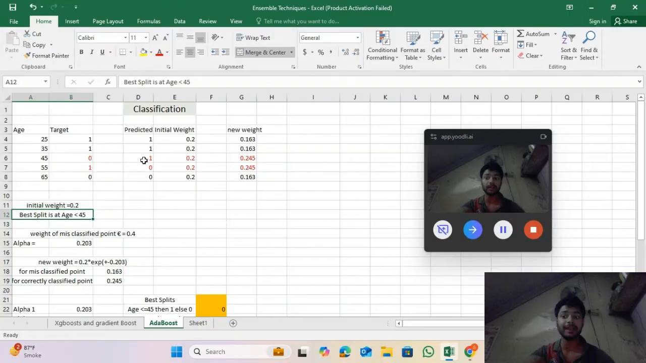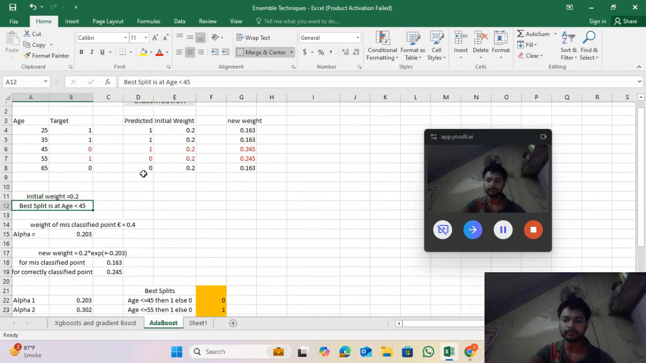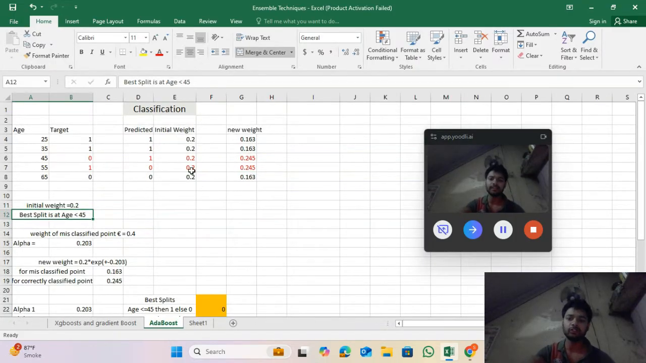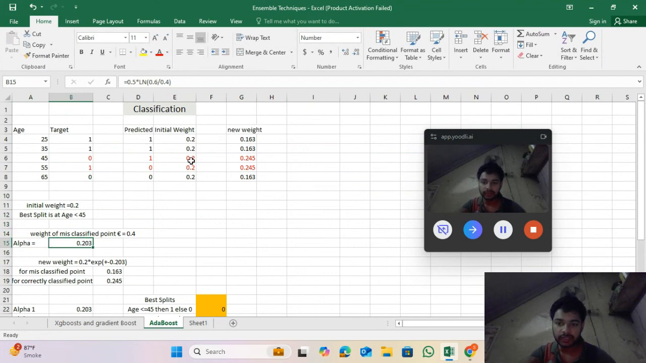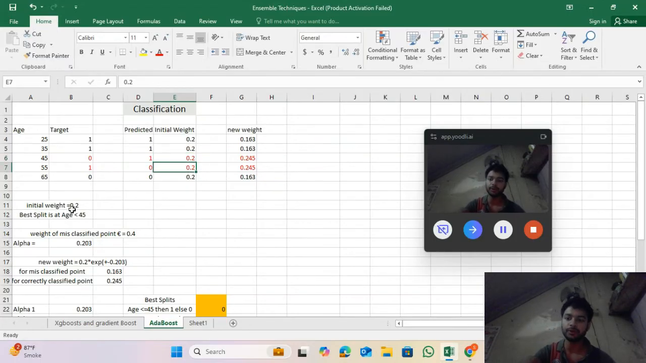For age less than or equal to 45, I have taken less than or equal to 45, your predicted value will be 1, 1, 1, and for the rest it will be 0. Your initial weight is 0.2. And if you see the sum of misclassified weights, it is 0.2 plus 0.2, which is 0.4.